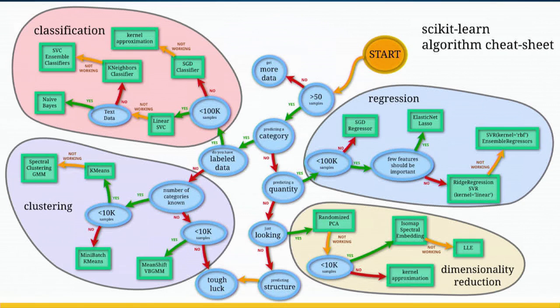So we start at the start, and the first thing we hit is, do we have more than 50 samples? Of course, we've got 2 million samples, so yes. Move down. Are we predicting a category? Yes, we are. We're predicting tags. You can think of those as categories that a post belongs to. We bump up a little bit. Do we have labeled data? Yes, we have our 2 million labeled examples. We move up. Do we have less than 100,000 examples? No, we have more than 2 million. We move up. It recommends the stochastic gradient descent classifier, and if that isn't working, then we can move on to kernel approximation. So let's just start with the SGD classifier.